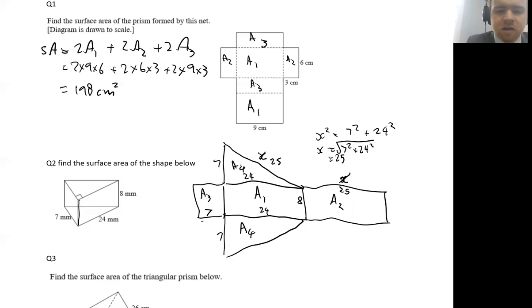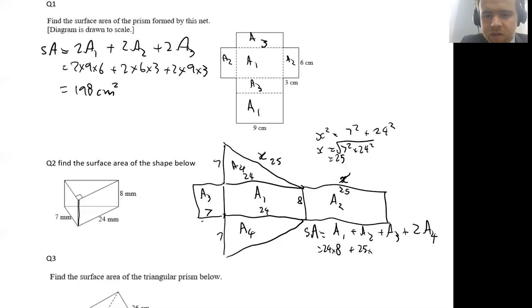So our surface area is going to equal A1 plus A2 plus A3 plus 2 times A4. Okay, and then now all you have to do is sub in your values here. So this is going to be 24 times 8. A2 is going to be 25 times 8. A3 is going to be 7 times 8. And then plus 2 times A4. A4 is a triangle, so it has the formula half base times height. So it's going to be 2 times a half times 7 times 24.